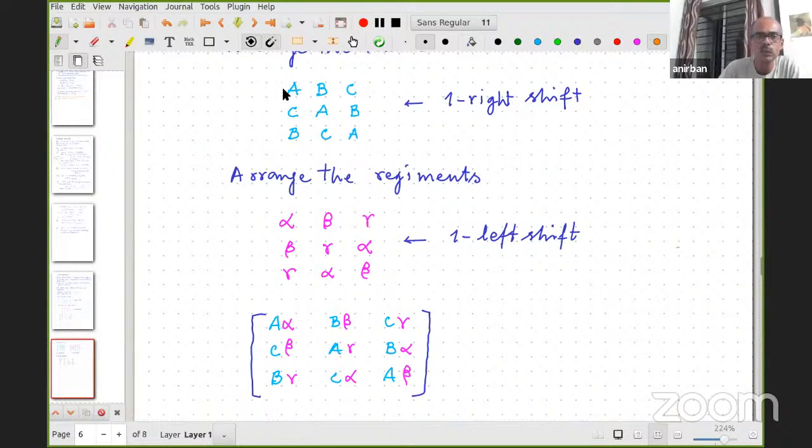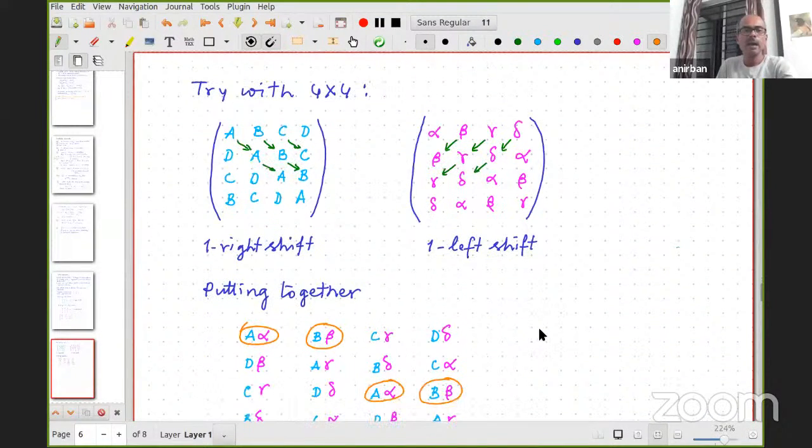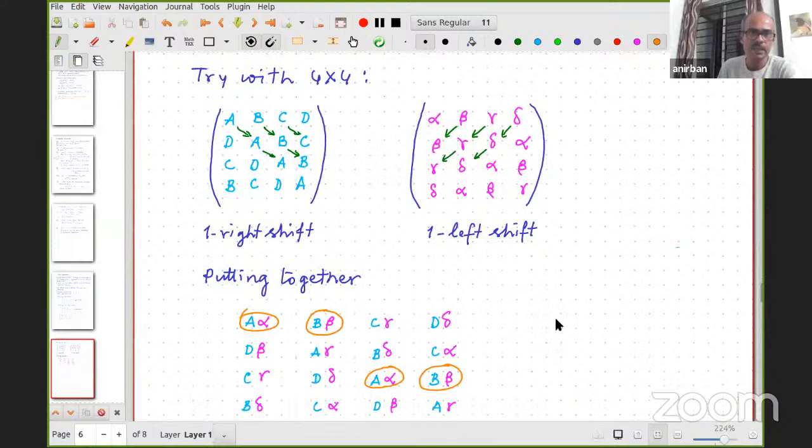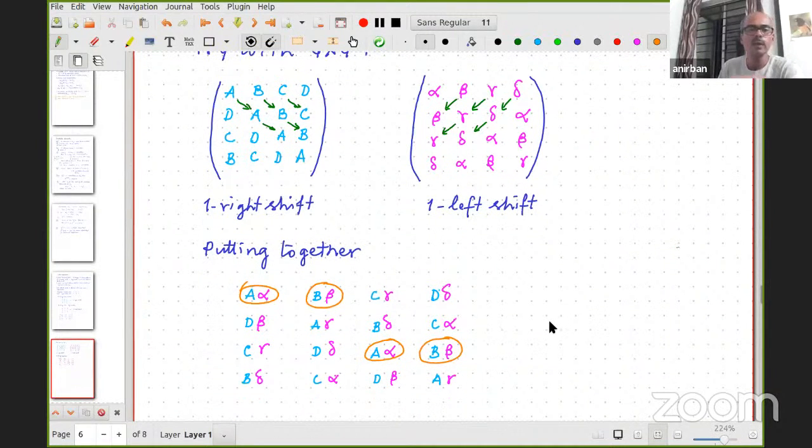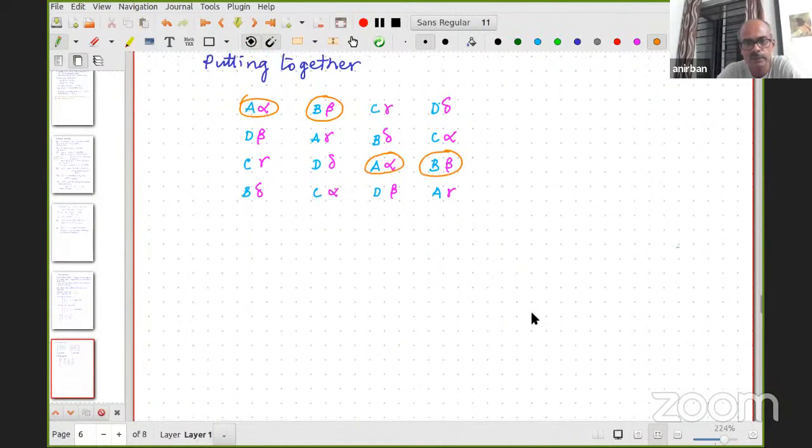So we say that these two squares, this ABC square and the alpha, beta, gamma square, are mutually orthogonal Latin squares. Here it is not, because when we put them together, we saw that elements are repeating and some elements are absent, because if some element repeats, then something has to be absent. So these two are Latin squares, but they are not mutually orthogonal. Latin squares could be mutually orthogonal, or they may not be. We saw both examples already.